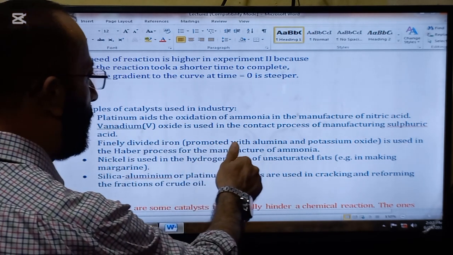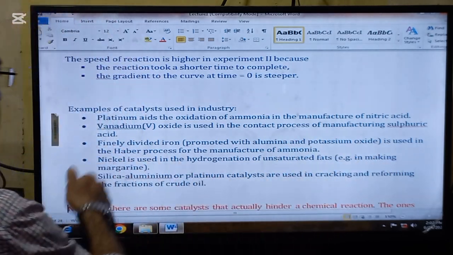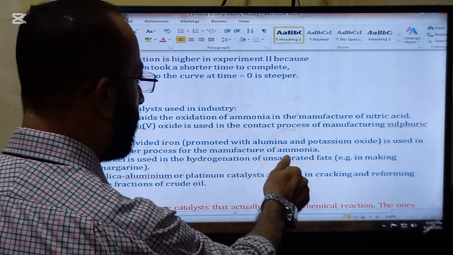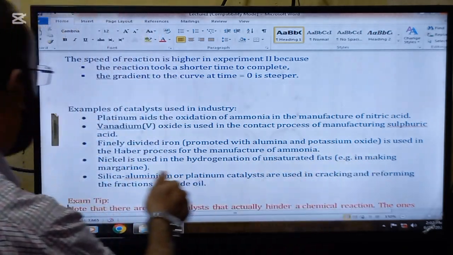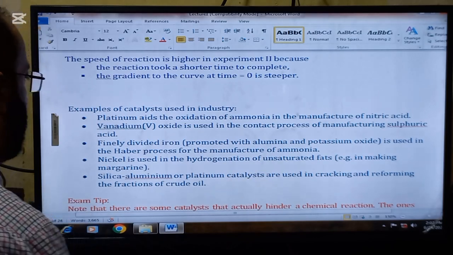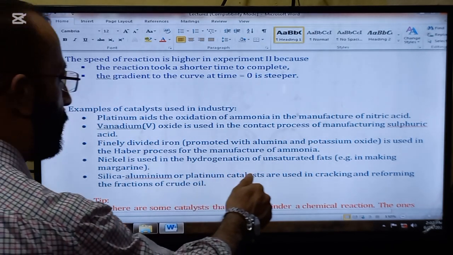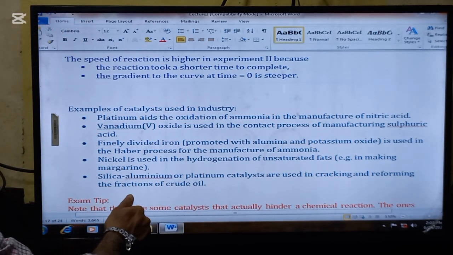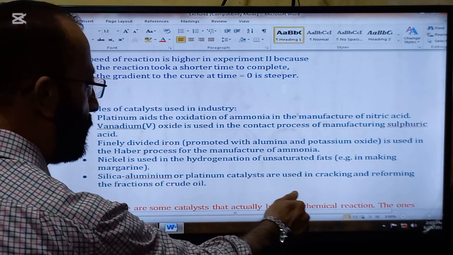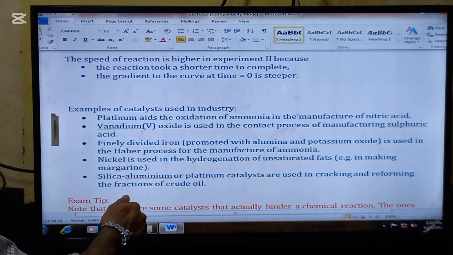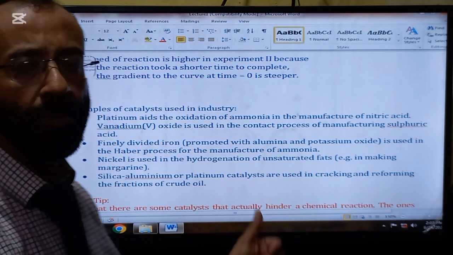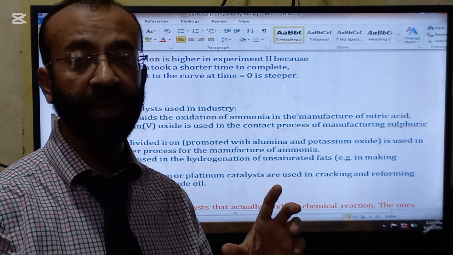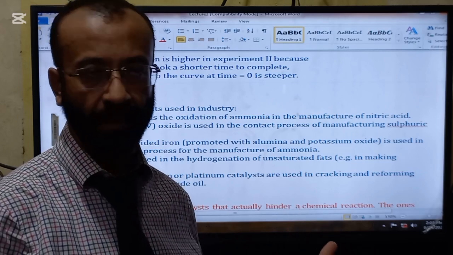Vanadium oxide is used in the contact process of manufacturing sulfuric acid. Finely divided iron promoted with alumina and potassium oxide is used in the Haber process for the manufacture of ammonia. Nickel is used in the hydrogenation of unsaturated fats, for example in making margarine. And silica, aluminium or platinum catalysts are used in cracking and reforming the fractions of crude oil. So you have to learn 3-4 catalysts. This question frequently comes in the paper.